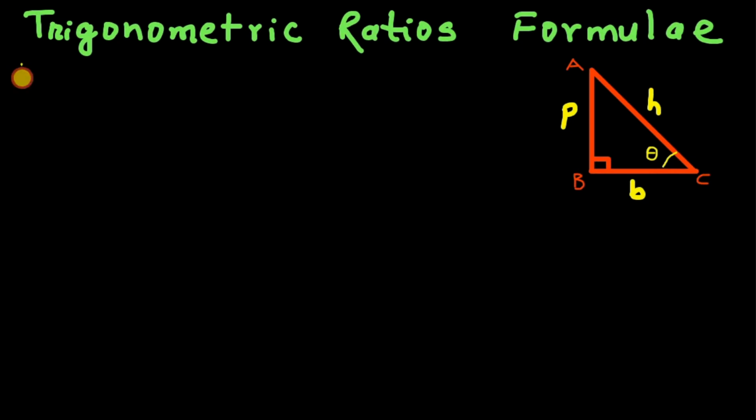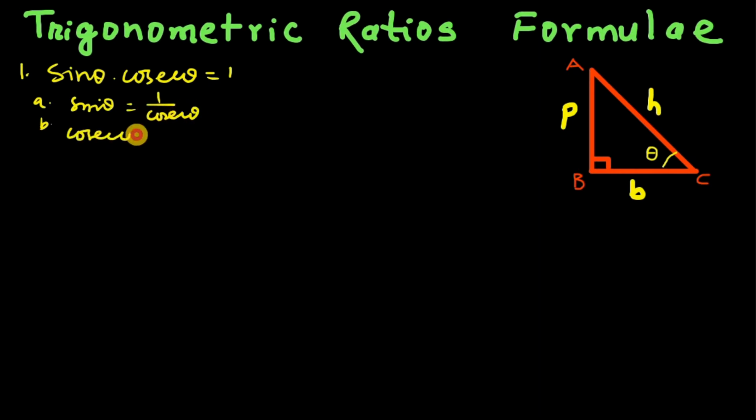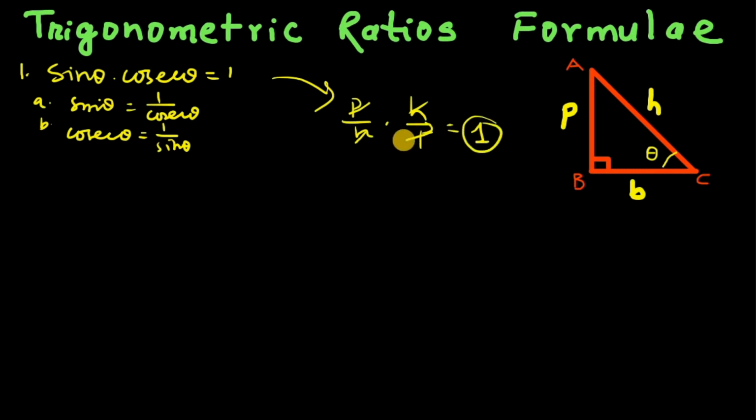So formula number 1: sine theta into cosec theta equals 1. From here, two other formulae we can get, that is sine theta equals 1 by cosec theta and cosec theta equals 1 by sine theta. This can be proved like this. The sine theta formula is P by H, cosec is H by P. If you multiply and cancel these terms, then you will get 1. So this formula has come this way. Similarly, whatever other formulae I am going to give, these can all be verified by this PBH relation.